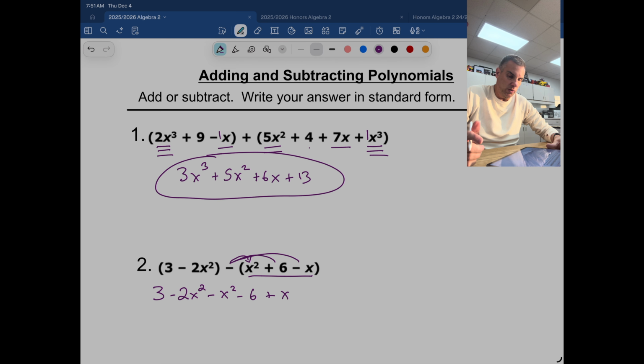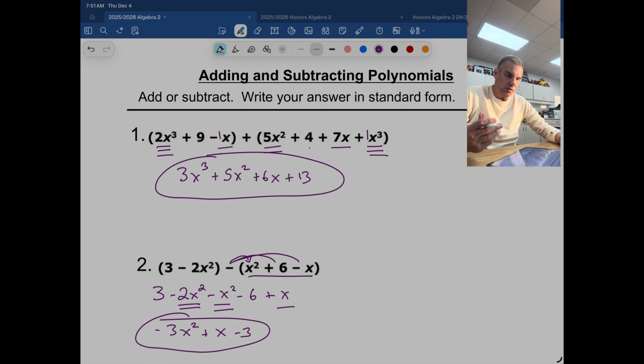Now we've got rid of those parentheses, so we can go ahead and underline. So none, 2, 2, none, and 1. My 2's are negative 2x squared and negative x squared, so that's negative 3x squared. My 1 is just x, so plus x. 3 minus 6 is negative 3. There's our solution. Two quick examples of adding and subtracting polynomials.